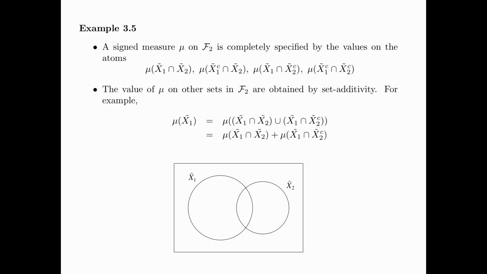For example, mu on the set X1 tilde is equal to mu on the atom X1 tilde intersect X2 tilde union the atom X1 tilde intersect X2 tilde complement. By set additivity, this is equal to mu on X1 tilde intersect X2 tilde plus mu on X1 tilde intersect X2 tilde complement.